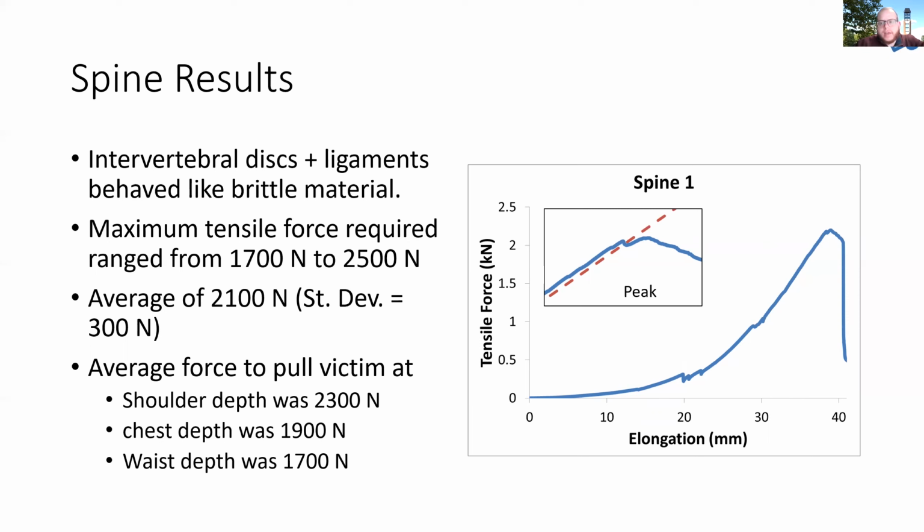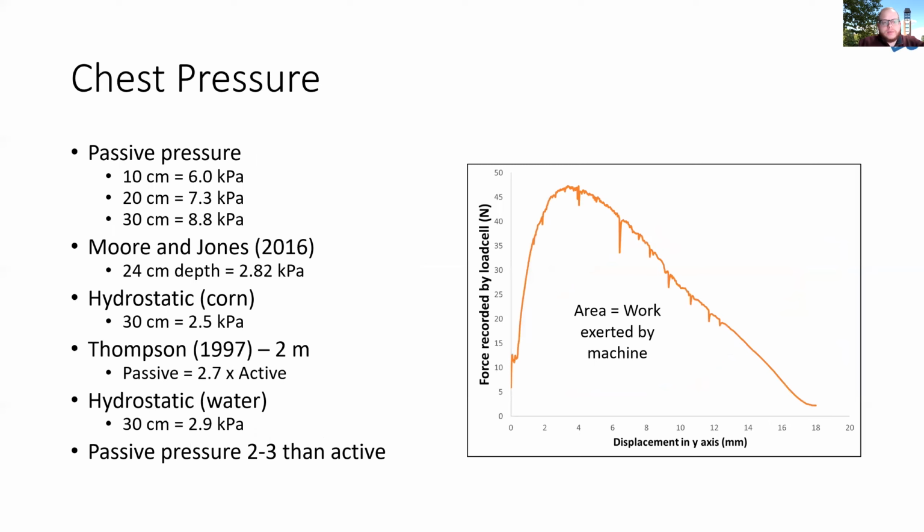So there's a lot of danger in that, especially since you don't know the condition of the person's spine or the health of that individual. In terms of our chest pressure, this is a graph of the force required when we're pushing against the grain. What we notice is that if you're 10 centimeters under the grain mass, you tend to experience 6 kilopascals.